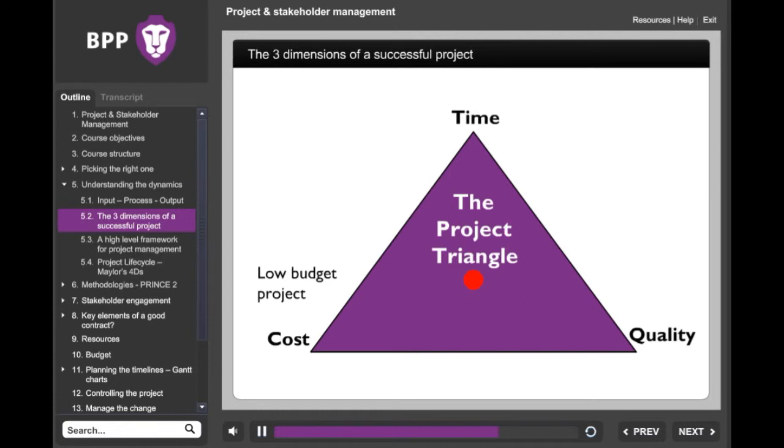One that's majoring on cost, of course, would be a low budget project. One that majors on time is likely to be a competitive edge project, the sort of project, for instance, that Apple or Samsung might run to make sure that they produce the next generation of their mobile phone ahead of the competition.